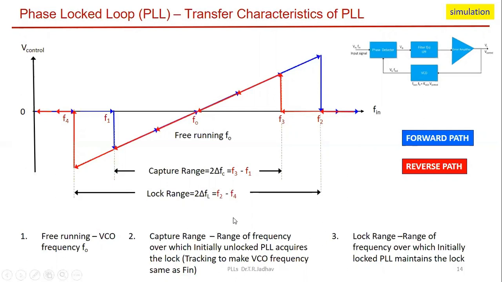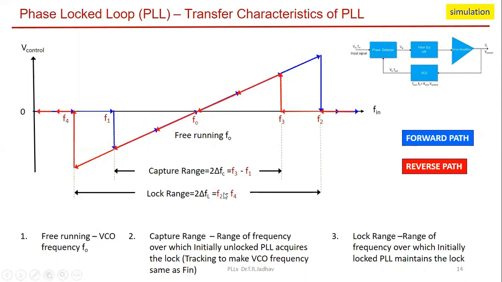The second range, as you see here, is for maintaining the lock, that is the lock range, which is written as 2 times delta FL, which is equal to F2 minus F4. These are the two extremes, F2 and F4. In the forward path, lock was maintained till F2, and in the reverse path, lock was maintained till F4, and that's why the difference between F2 and F4 is the lock range.